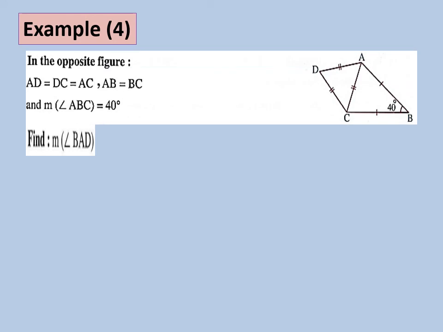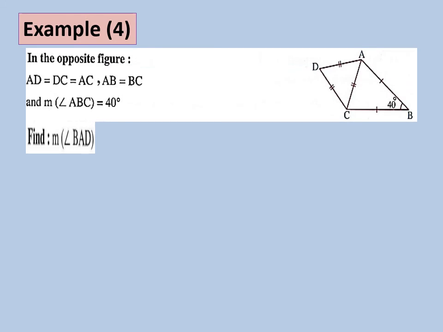The next example, in the opposite figure, AD equals DC equals AC, which means triangle ADC is an equilateral. AB equals BC, and the measure of angle CAB is 40 degrees. Find by proof measure angle BAD.